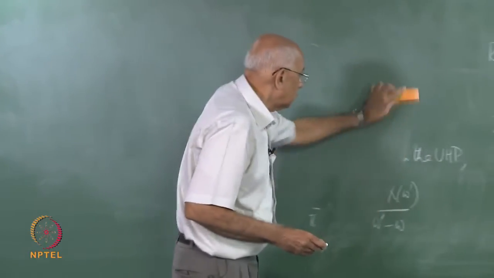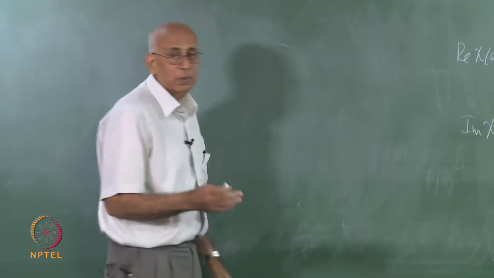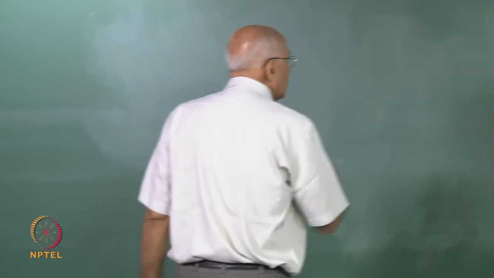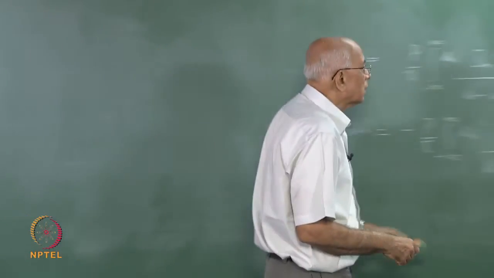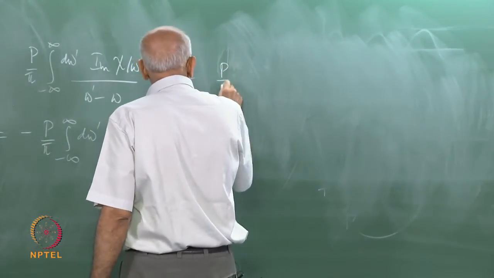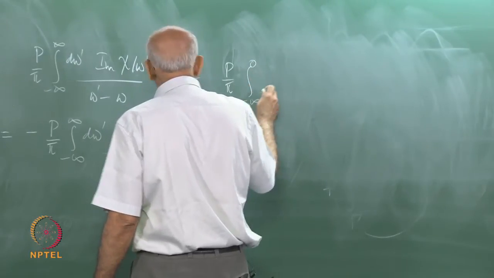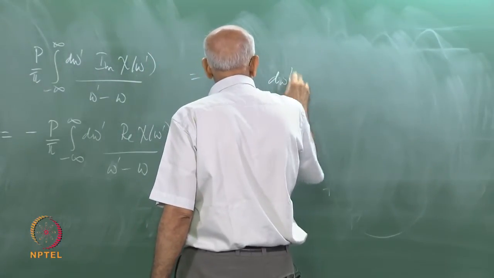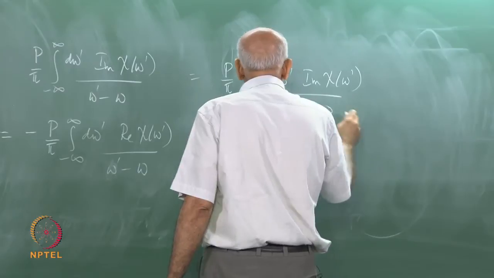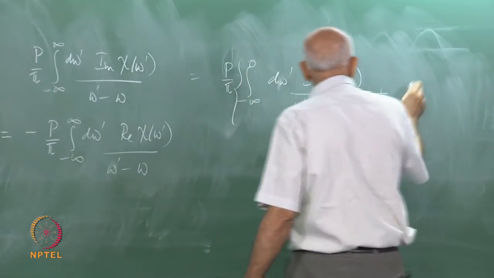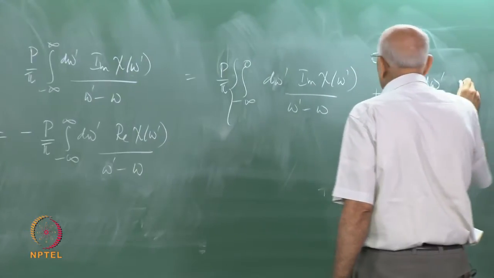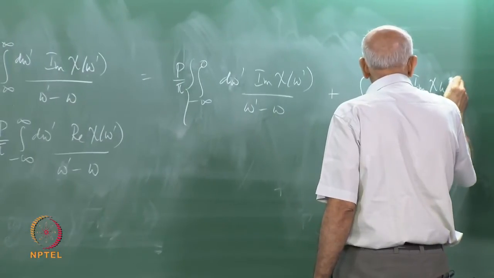Physical practice: what is meant by negative frequency? Just to measure, frequencies are all real positive numbers, but there we can use the symmetry property. Remember that I could also write this as P over pi integral from minus infinity to 0 d omega prime imaginary chi of omega prime over omega prime minus omega, plus an integral from 0 to infinity d omega prime imaginary chi of omega prime.